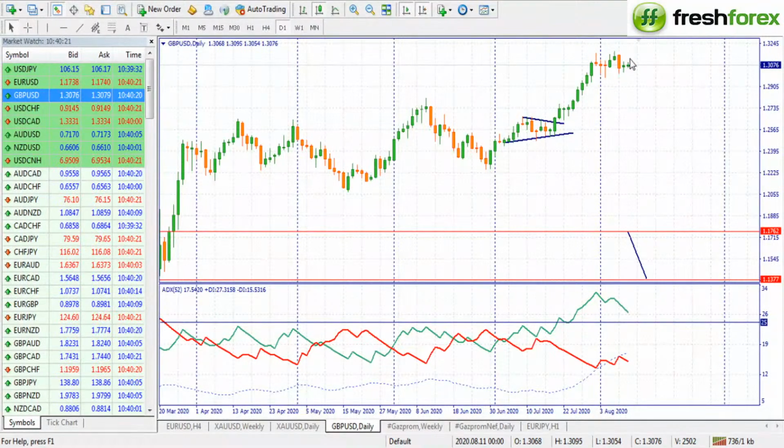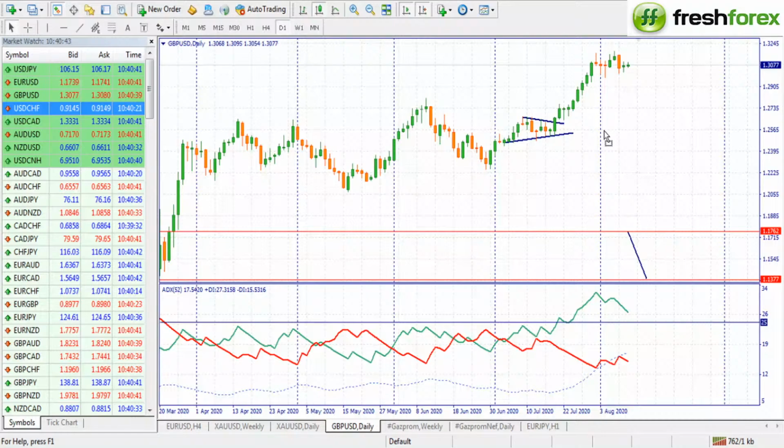We are still consolidating. So should the price fail to give us a clear sell signal, we'll be looking for a buy, and if the price gives us a clear buy signal, then we want price to at least break beyond this high, the high of this red candle, to confirm that we are continuing to the upper side.